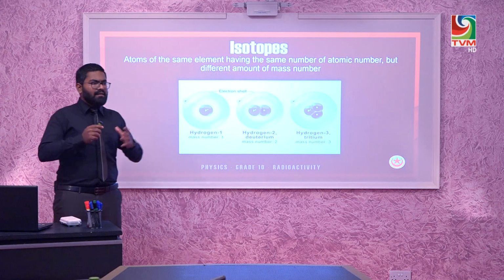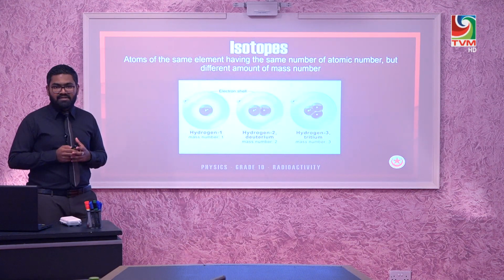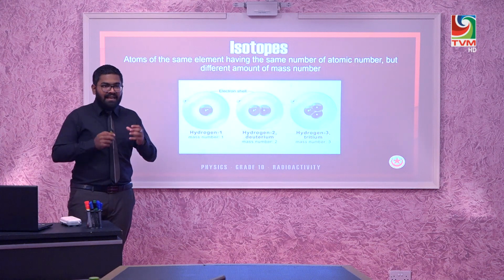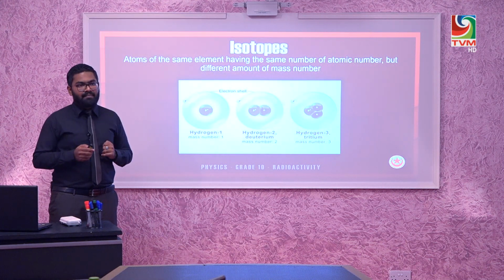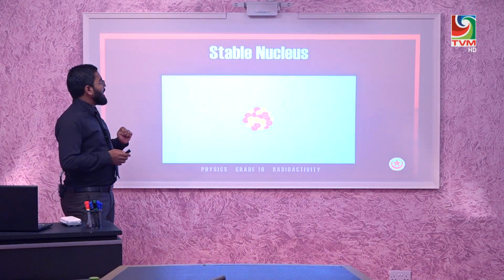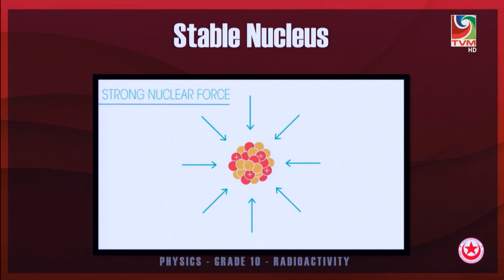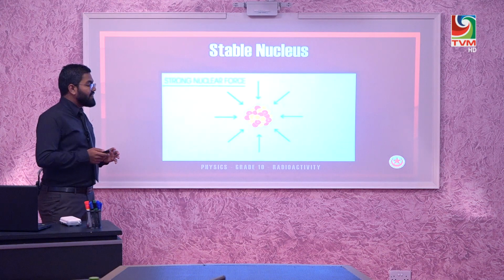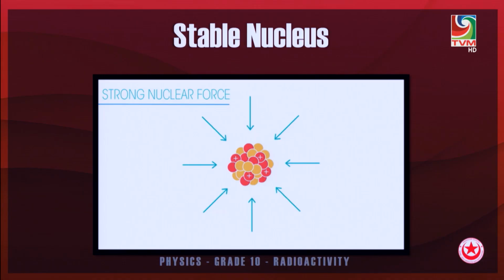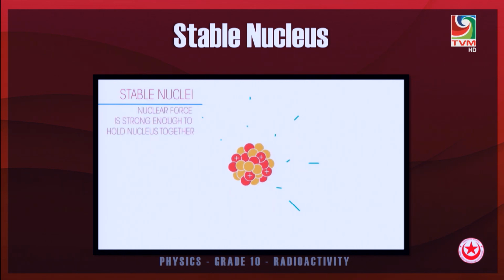So what happens when it has extra neutrons? It is a matter of instability. Isotopes are sometimes stable and sometimes unstable. In a stable nucleus, the particles are bound by a strong nuclear force. This force ensures that the protons and neutrons are strongly held inside the nucleus, and that is why it is said to be a stable nucleus.